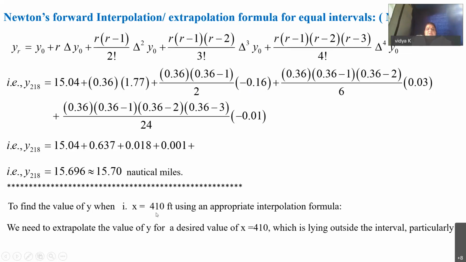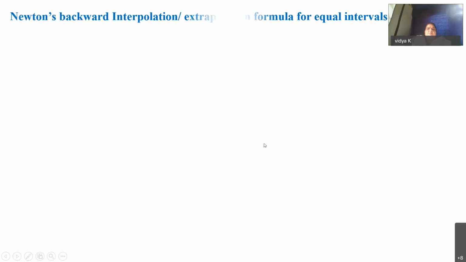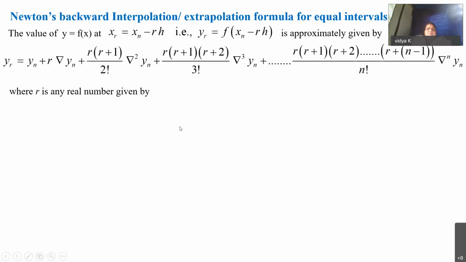Now we move on to one more problem, the same problem. What is the distance of the horizon if you are at a height of 410 feet from the Earth's surface? Now check that. What is 410? Is it at the end of the table? Yes. So we prefer the value at the shorter distance from the last value, so we prefer Newton's backward interpolation formula. Again, I wrote the backward interpolation formula. First, I get r here because I am preferring NBIF. The r value you get with x minus xn by h.